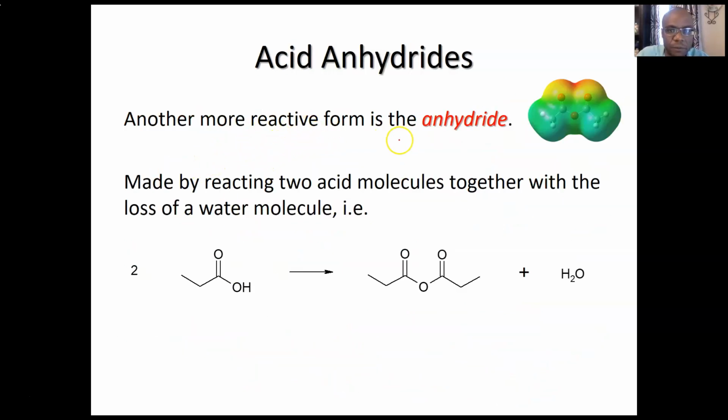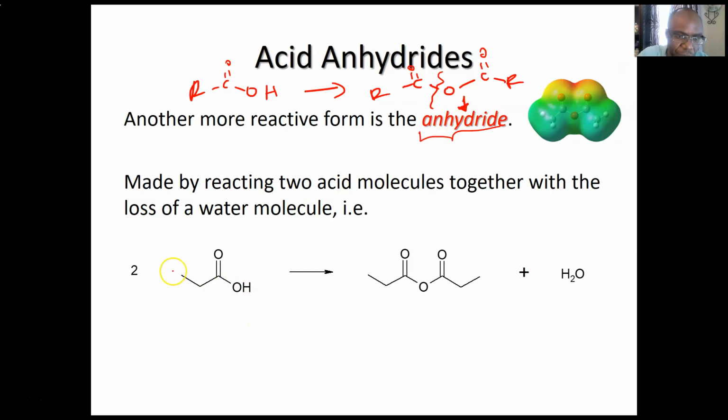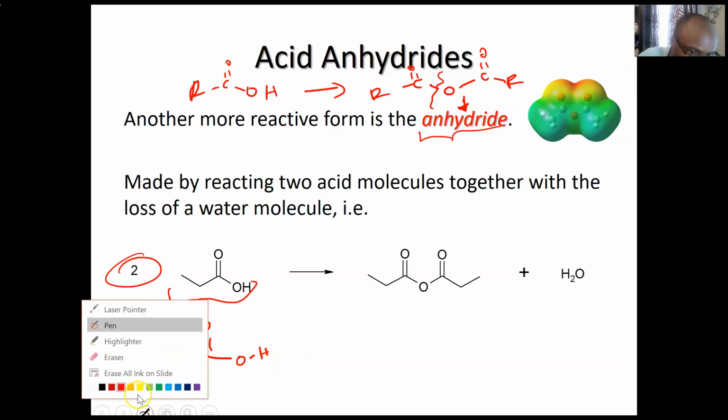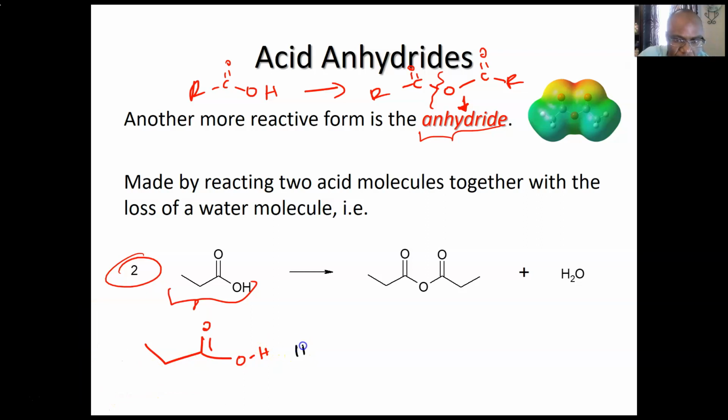So another more reactive form is the anhydride. Okay, there are acid derivatives. If you start with OH, replace the OH with what looks like a carboxylate. Okay, so this part replaces the OH. That's an anhydride. So how do you make it? You use 2 equivalents of carboxylic acid. It's a condensation reaction. Let me show you the shortcut again. So one will play the role of an electrophile. The other acid will play the role of a nucleophile.